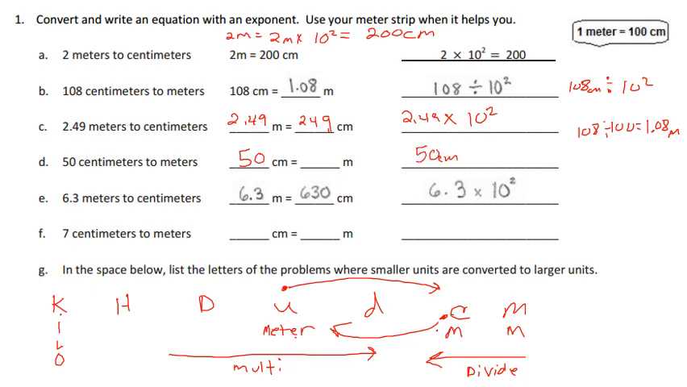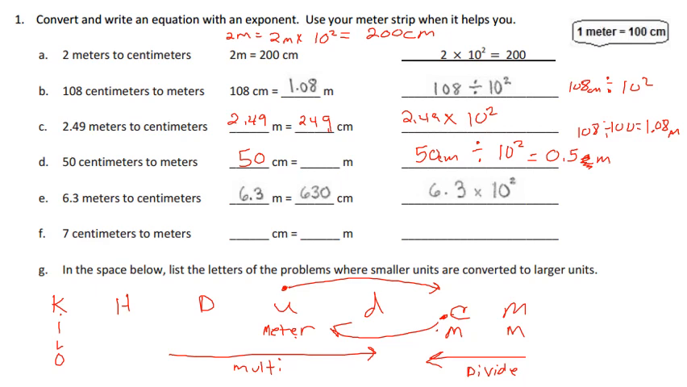Next one, 50 centimeters. We're going to be going to meters, which is going to take us from right to left, which is division. 2 positions, 10 to the second. So 50 centimeters divided by 10 to the second, which is 100. So the decimal place is going to move 2 positions to the left. So we'll end up with 0.5 centimeters. Excuse me, meters. Take that centimeter out of there.